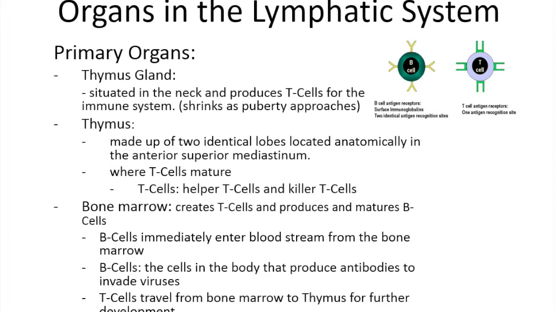So bone marrow is another primary organ in the lymphatic system, and it creates T cells as well as the thymus gland, and it produces and matures B cells. And B cells immediately enter the bloodstream straight from the bone marrow. They don't need any more developing after they are out of the bone marrow. And B cells are the cells in the body that produce antibodies to fight invading viruses. Now, the T cells produced from the bone marrow travel from the bone marrow to the thymus for further development.